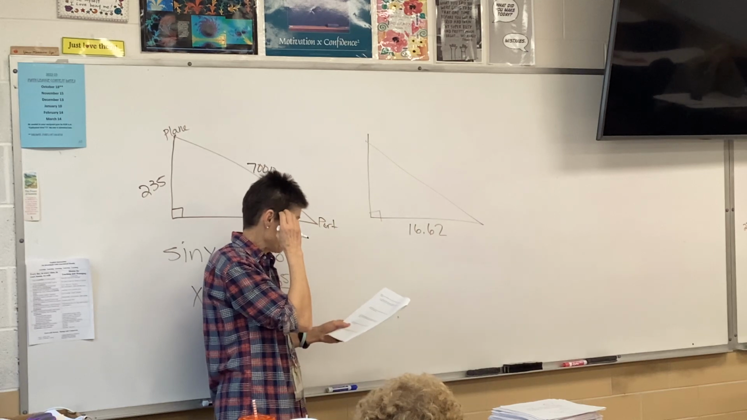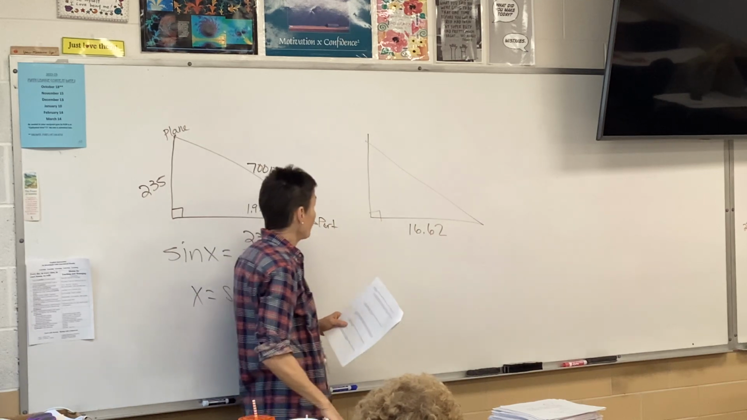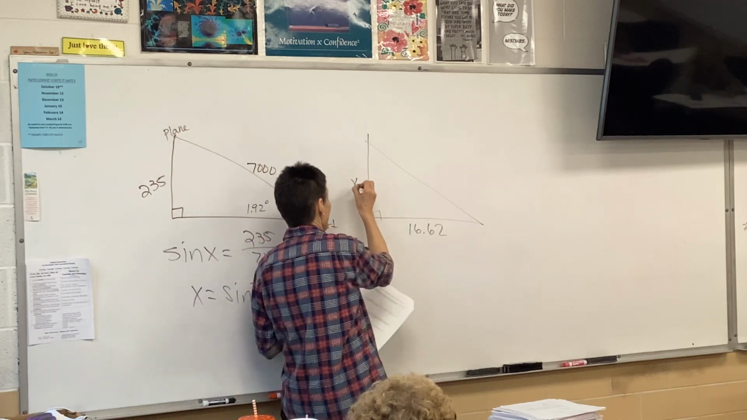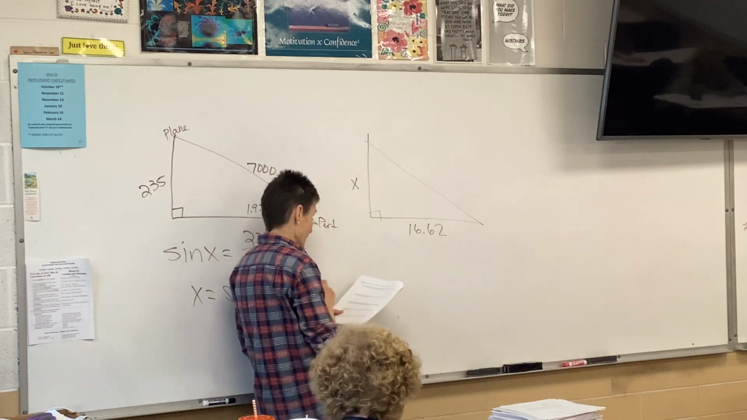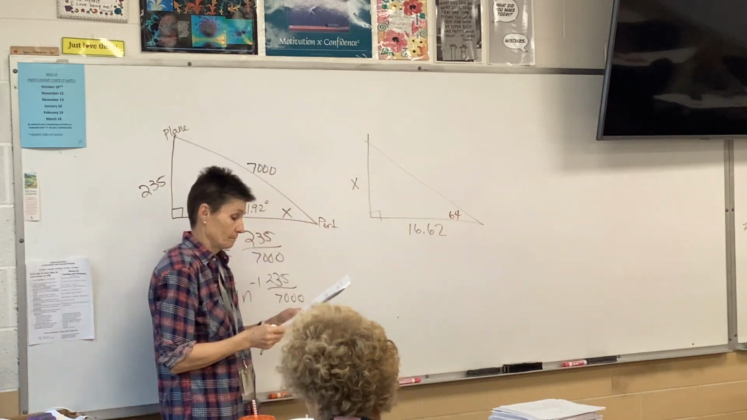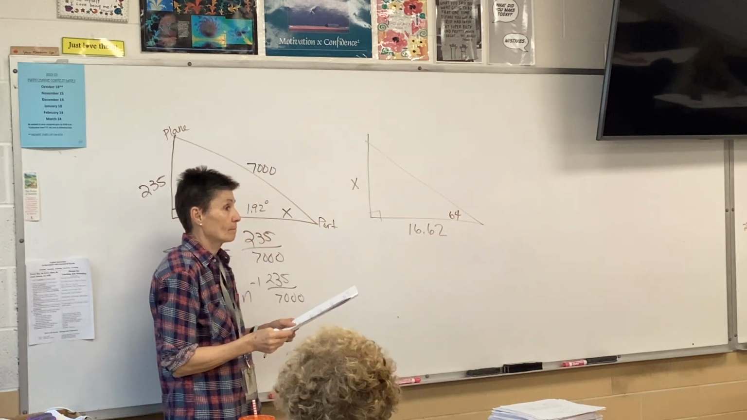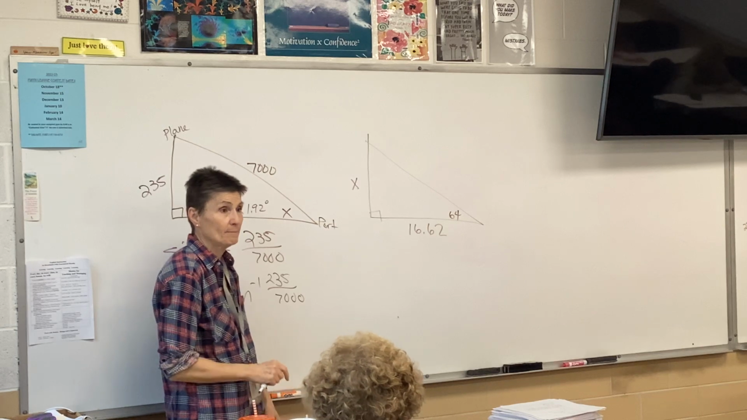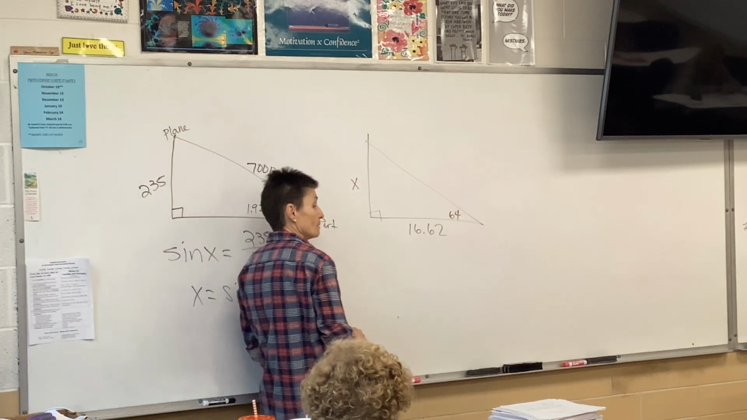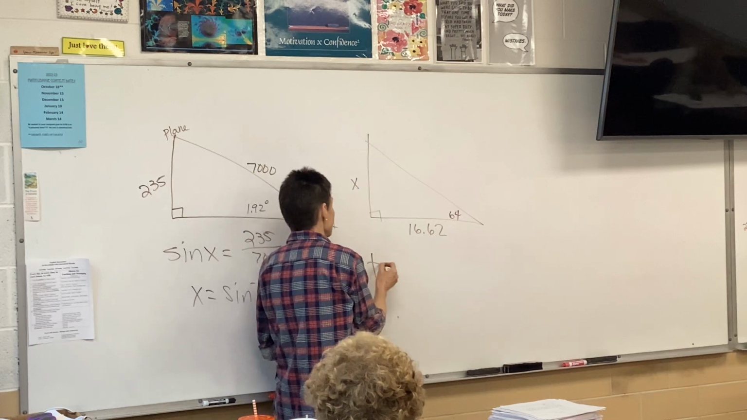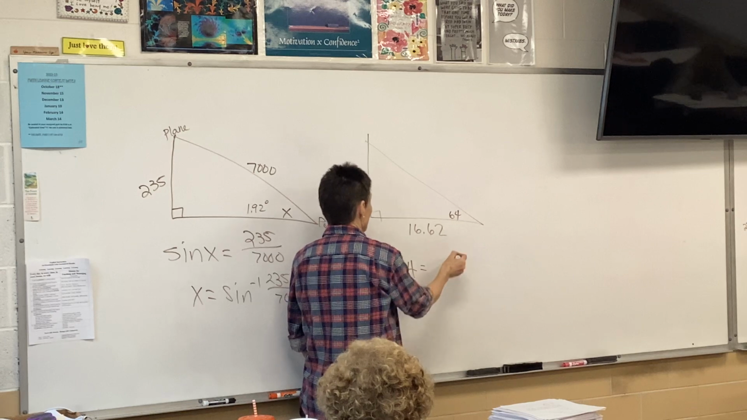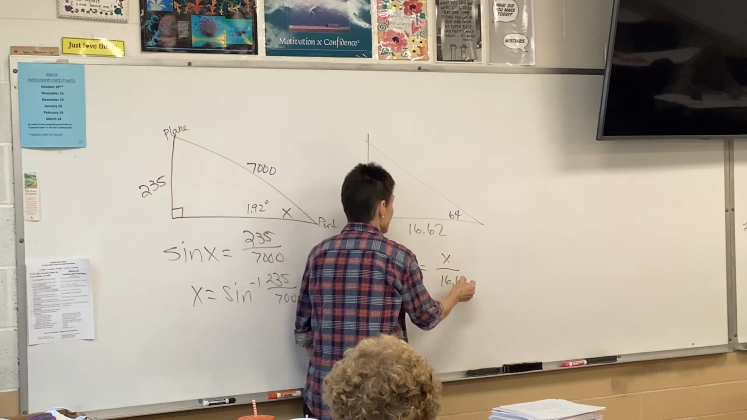Alright, where do I put the 64 and the X? The X is the height of the pole, and the 64 is the angle. Everybody okay with that? Sine, cosine, or tangent? Tan 64 equals X over 16.62.